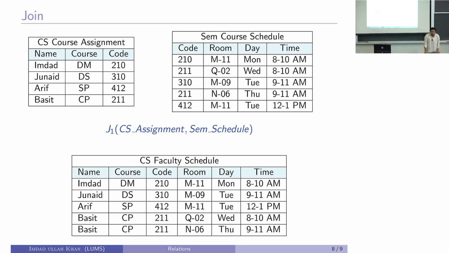Does this make sense? Yes? Yes, please. Sir, if there was a row in the course schedule whose code would not be found in the course assignment? Yes, good question. That will not match with any. So, if there was a course 511 and it is not here, then it will not be matched with anything, right. And basically it would mean that we cannot find out, based on this information, that person's schedule.